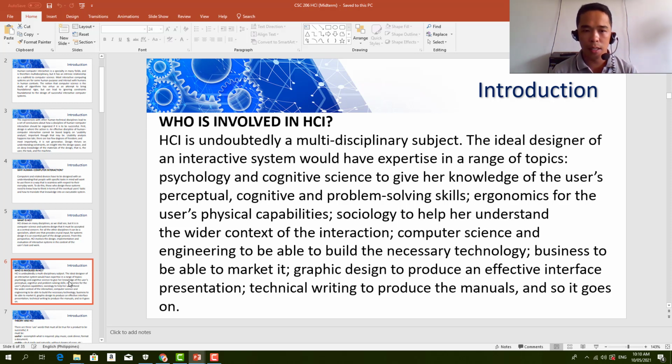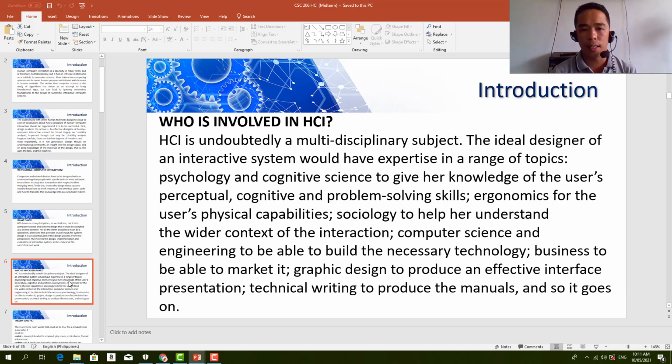So the ideal designer of an interactive system would have expertise in a range of topics. Meaning to say, whoever designs should have a lot of knowledge. Meaning, he or she is supposed to have more knowledge in psychology or human behavior, and cognitive science. So to give them knowledge of the user's perceptual, cognitive, and problem-solving skills, including ergonomics for users' physical capabilities. So you should have broad knowledge before you develop a system.